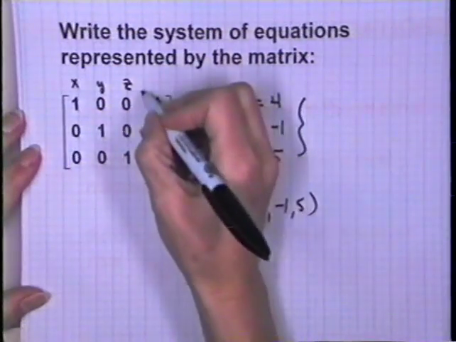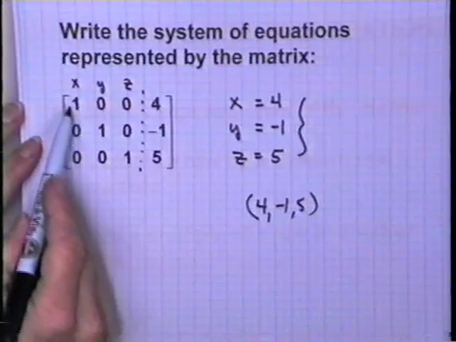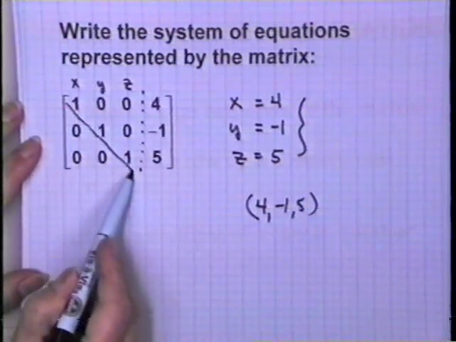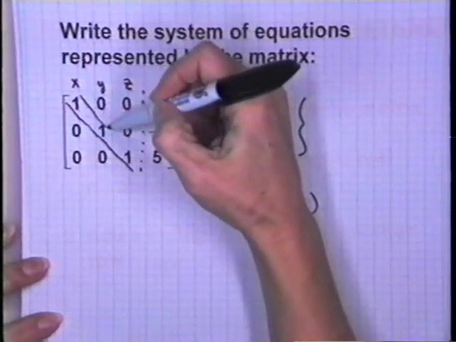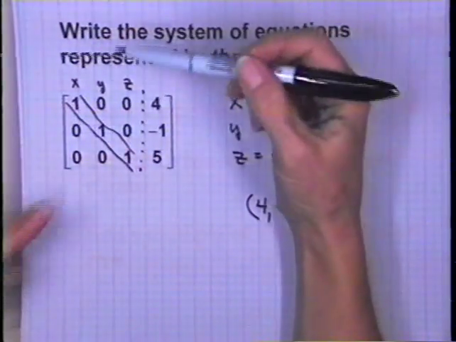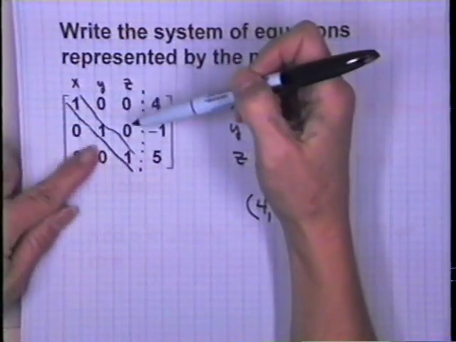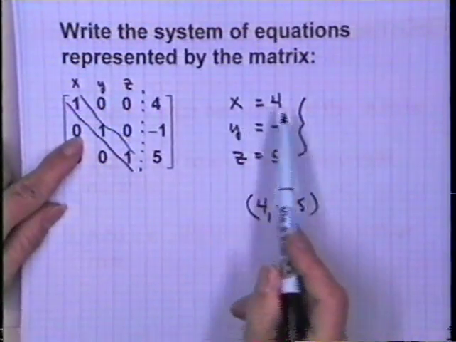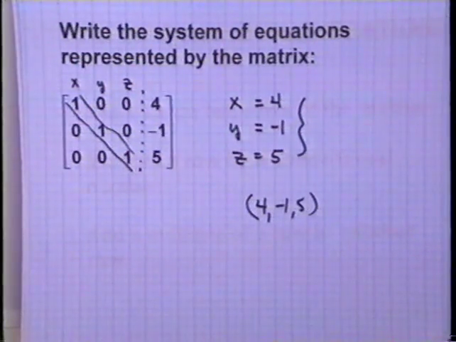Well, let's examine the coefficient part of this matrix. Look at the diagonal of that coefficient part. Look at all those ones. But notice on this one, besides the diagonal, everything else is zeros. And because of that, we got this nice system of equations over here that basically was our solution to the equation. It was our answers.